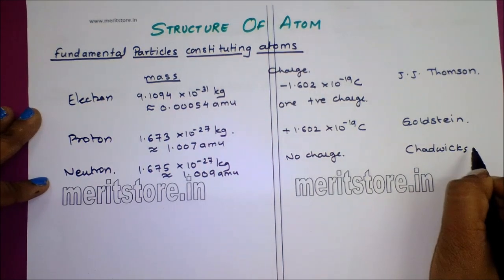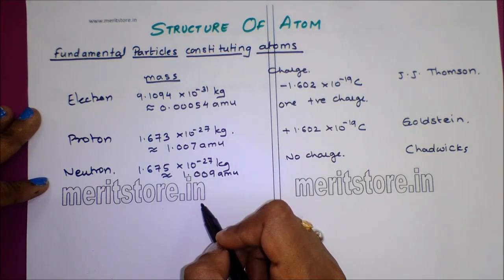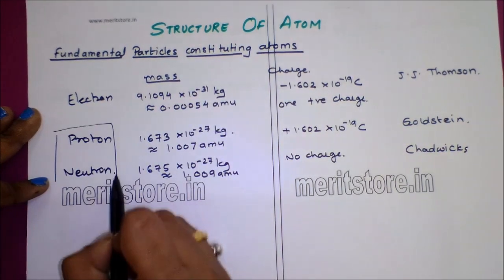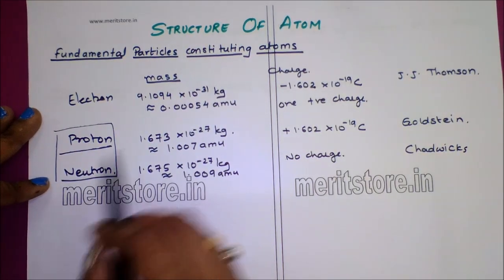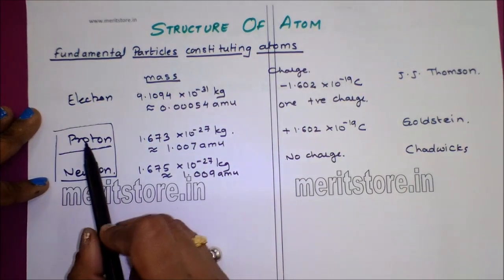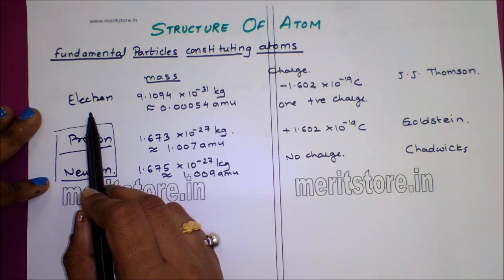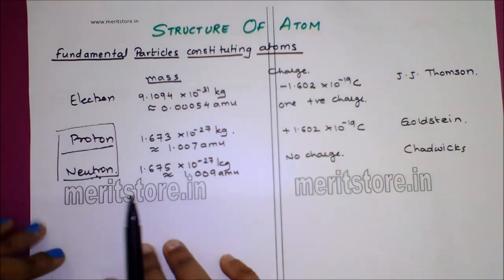So these are the different types of particles available in the atom. Out of these, generally the protons and the neutrons are present inside the nucleus and they contribute to the mass of the atom. Together they are called nucleons, while the electrons revolve around the nucleus in certain circular paths.